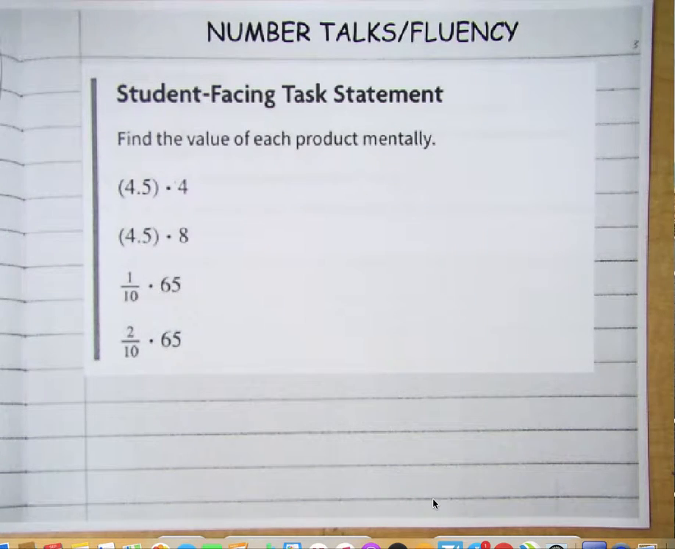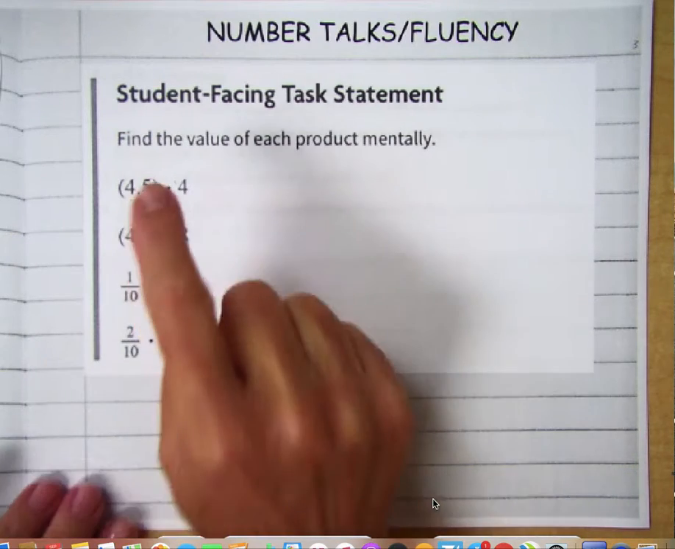So, how would you find the value of each product mentally? This means no pencil. Can you come up with some strategies that you would use to work these out in your head? And the first thing that stands out to me is we have decimals and fractions. So if I could manipulate things so that I didn't have to deal with decimals and fractions, that would be much, much better. So how about this?